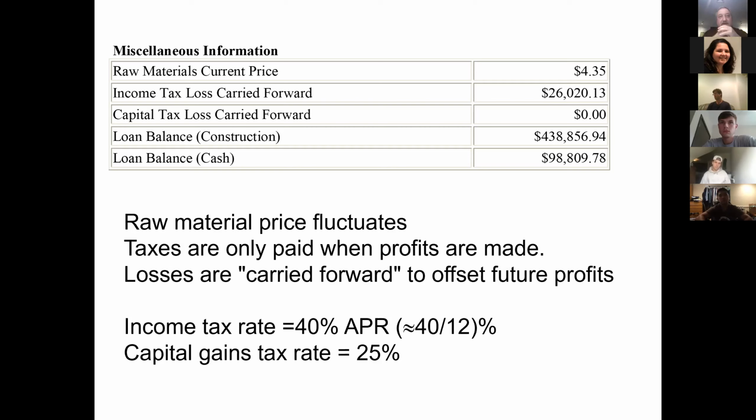Same for loans, right? The cash loan is 14%, but that's 14% APR, right? Each period, the interest you pay on your cash loan would be 14 divided by 12%.